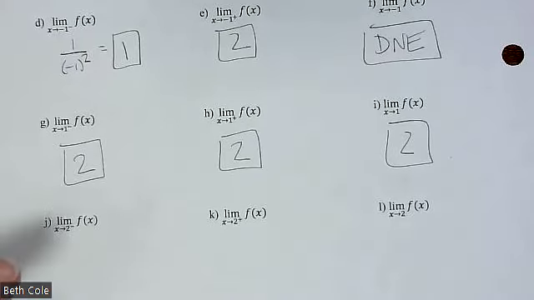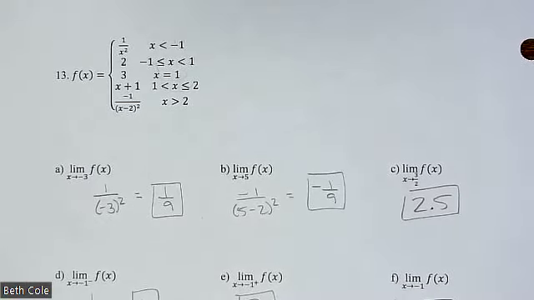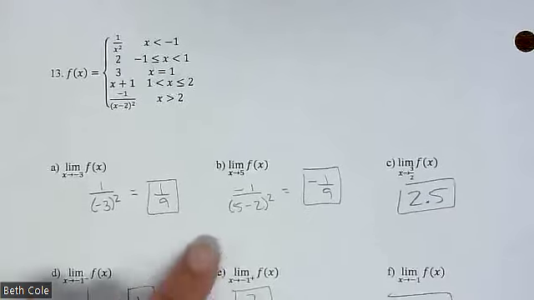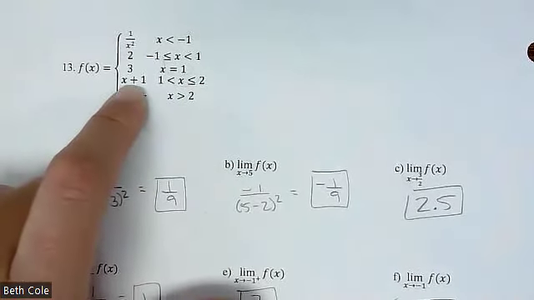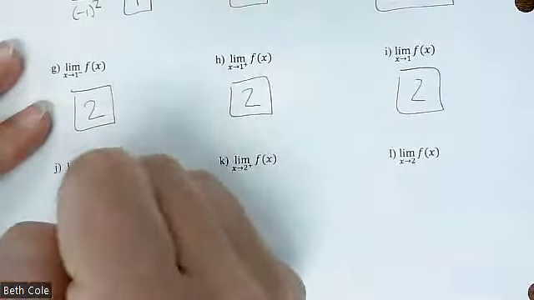All right, now we're gonna do 2. 2 from the left. Which piece of the function would we use that has numbers to the left of 2? The fourth one. Good. So you're gonna plug in 2. 2 plus 1 is 3.